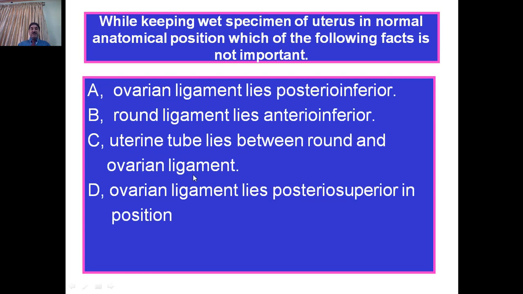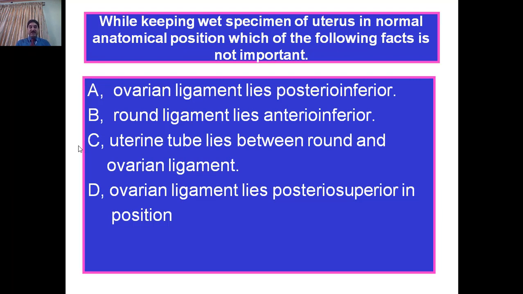Our second question is: while keeping wet specimen of uterus in normal anatomical position, which of the following factors is not important? This MCQ I have framed to make you understand how to keep a wet specimen of uterus in normal anatomical position. Our first choice is ovarian ligament lies posterior inferior, round ligament lies anterior inferior, uterine tube lies between round and ovarian ligament. D is ovarian ligament lies posterior superior in position.